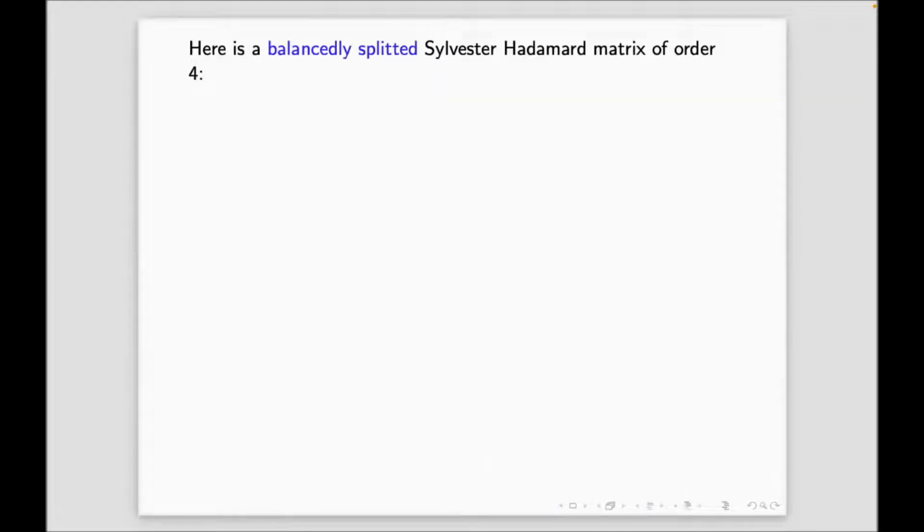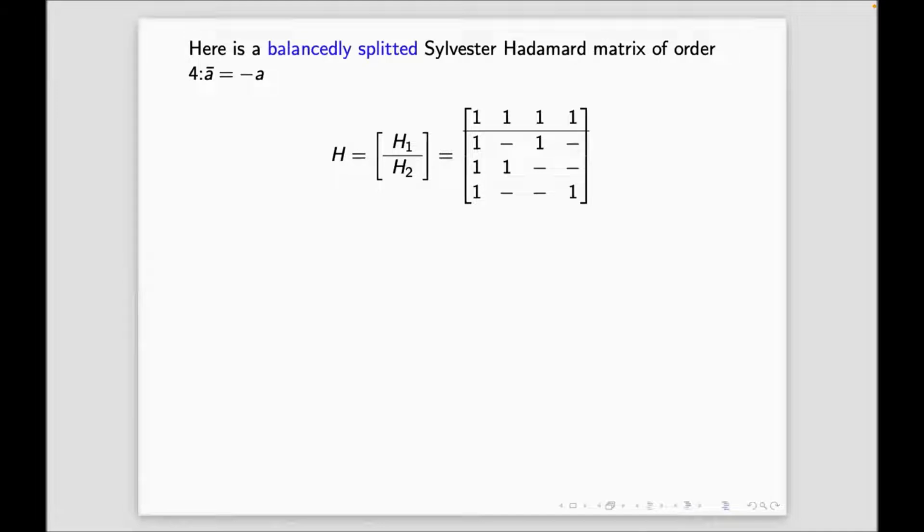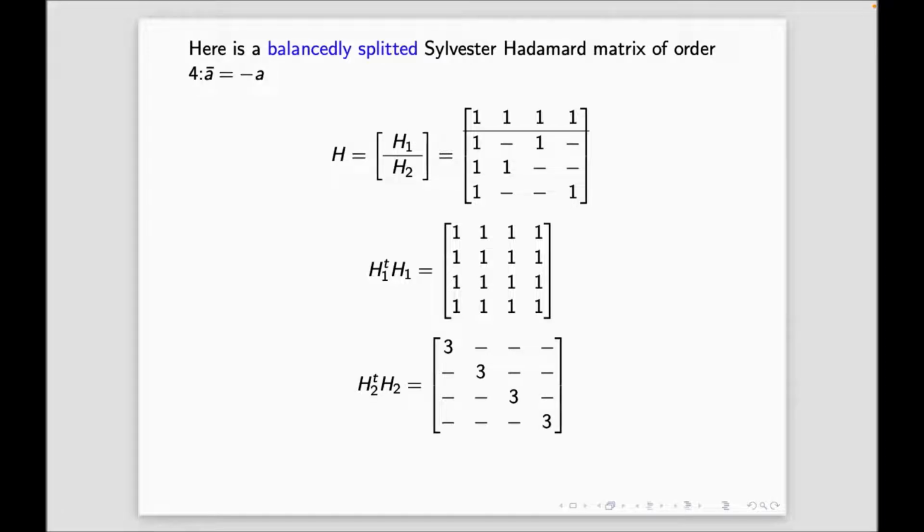So here is a very simple and elementary balancely split Sylvester Hadamard matrix of order 4. We just picked the first row as one part, and the next 3 rows as the next part. And this is what we call balancely split. If we multiply now H1 transpose by H1, we get the matrix of all 1s. You notice that all the off-diagonal entries are only 1. And if you do the same to the second part, H2 transpose H2, we again get all the off-diagonals minus 1.